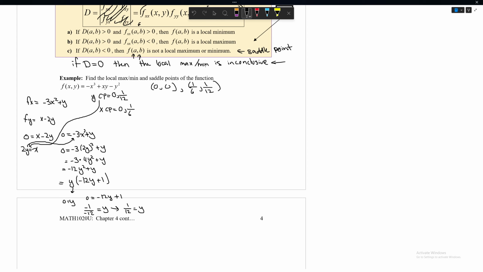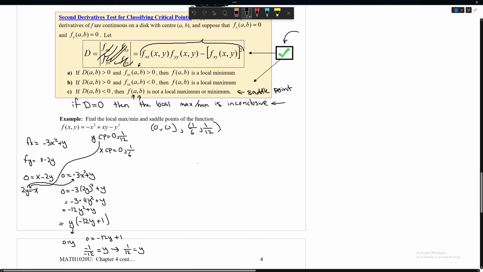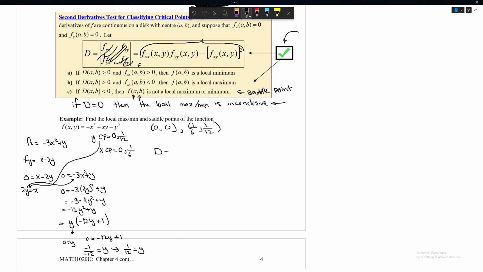Okay, so the first step is done. I got my critical points. That was the most important part. Now I just have to use the equation that's already given up here to find my D. So let's do that. I have D equals f double x. Now I have to get the second derivative of this.